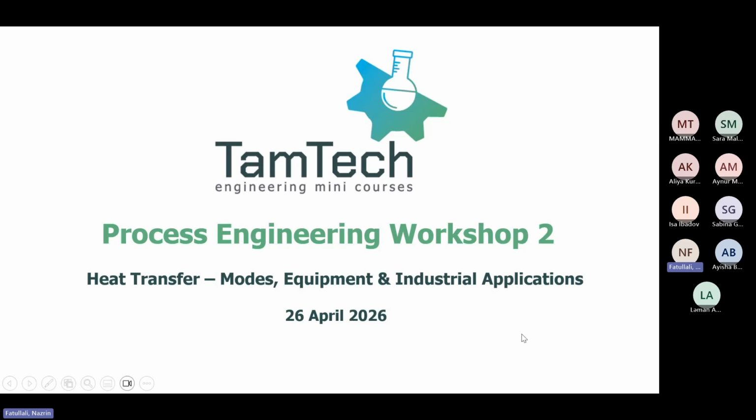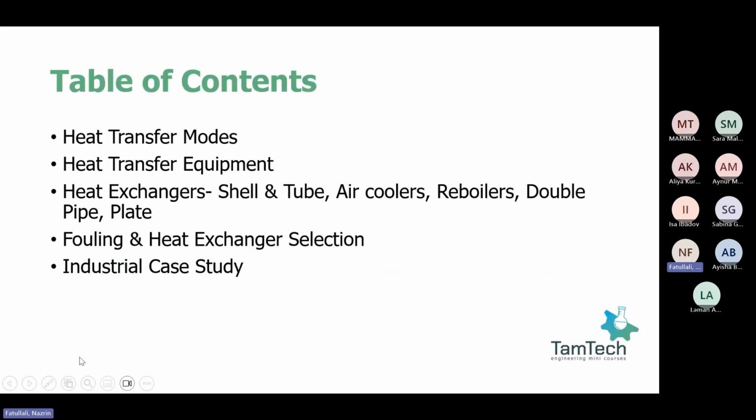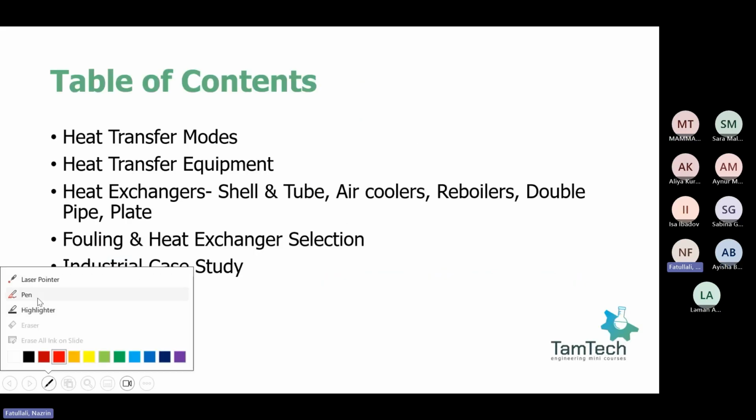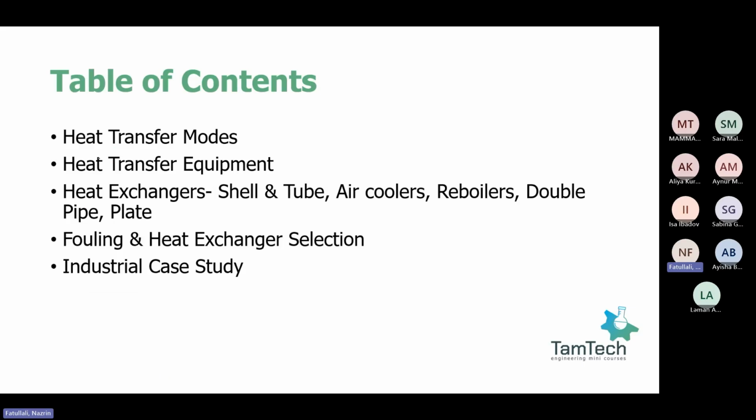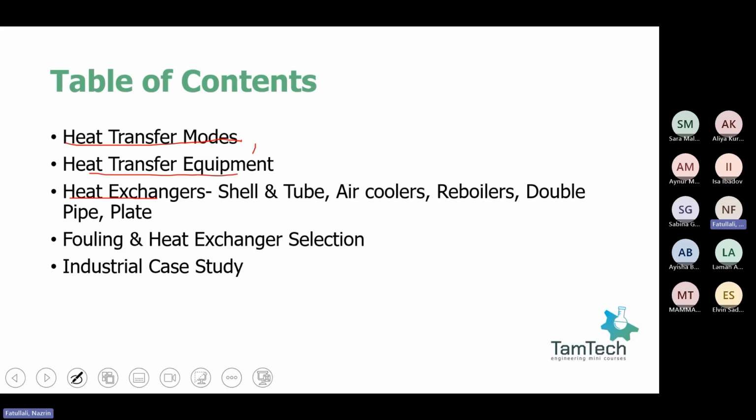Modes, equipment, and industrial application. Before moving to the lesson, I want to share with you our table of contents, which we will talk about. We'll start with heat transfer modes, which, you know, are conduction, convection, and radiation. Also, heat transfer equipment like heat exchangers, shell and tube exchangers, double pipe exchangers, plate exchangers, then air coolers, reboilers, etc. Then we will talk about fouling, which is one of the biggest operational headaches in industry, and then we will move to our case study and its solution.